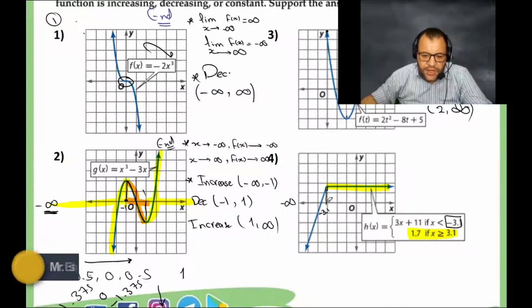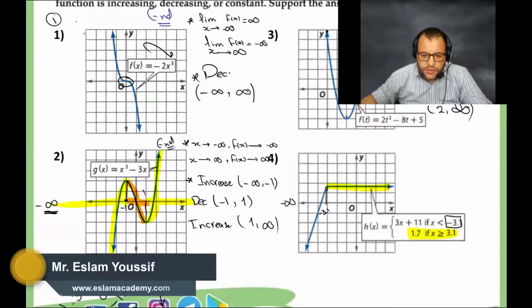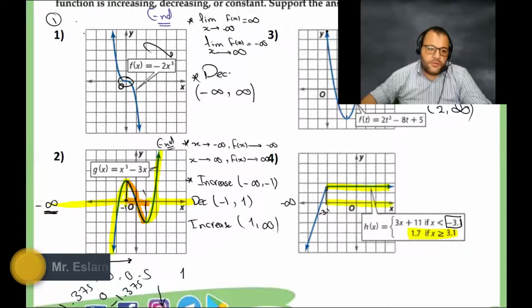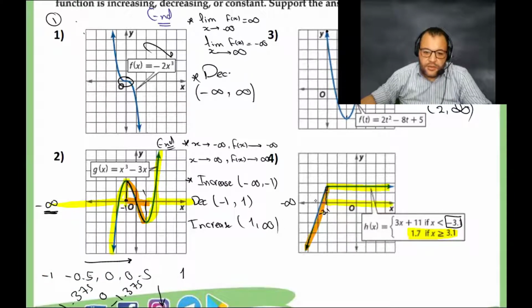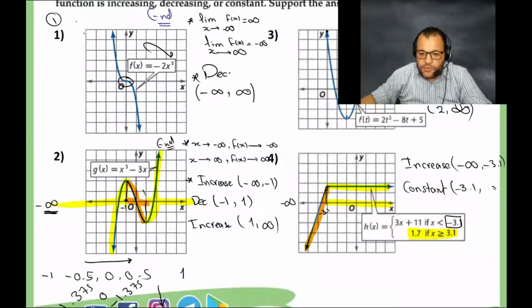Then, from 3.1, you will find that the graph is going to the right, constant. So it means the function is increasing from negative infinity to negative 3.1, then constant from negative 3.1 to positive infinity.